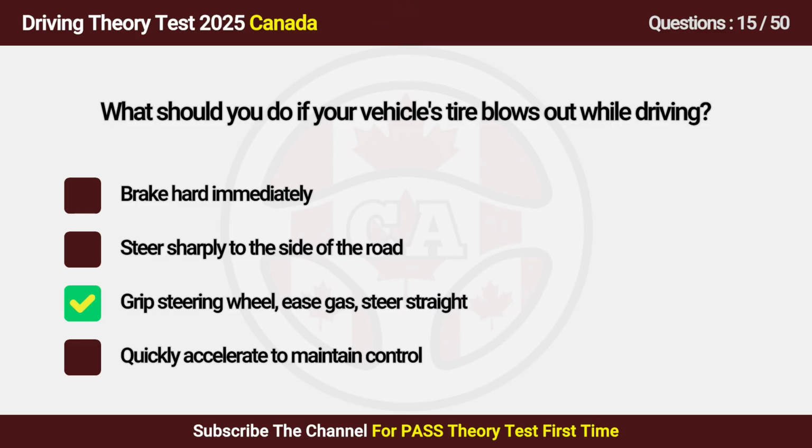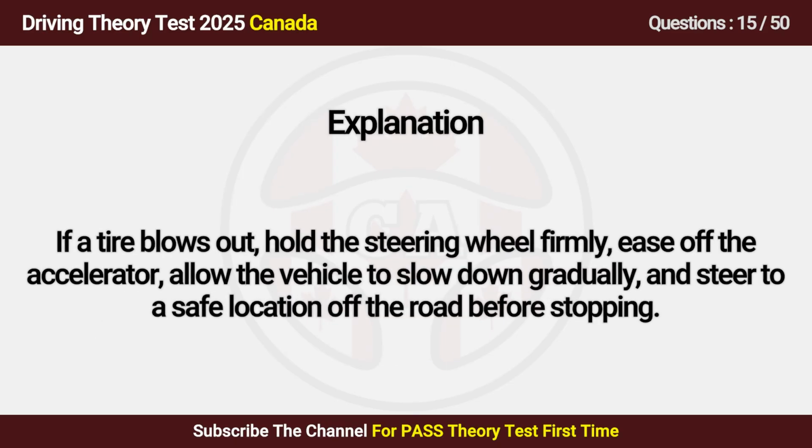Answer is C. Grip steering wheel, ease gas, steer straight. If a tire blows out, hold the steering wheel firmly, ease off the accelerator, allow the vehicle to slow down gradually, and steer to a safe location off the road before stopping.